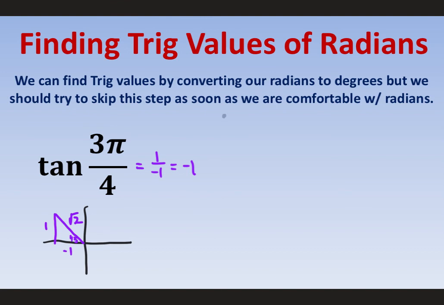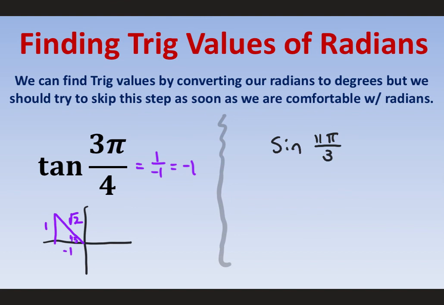Let's try a different one. Let's make one up real quick. Let's do the sine of, let's say, 11 pi over 3. All right, this one's a little tricky. We need to do a little bit of math here to find a coterminal angle that works.